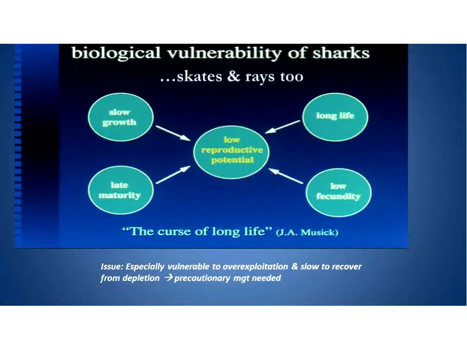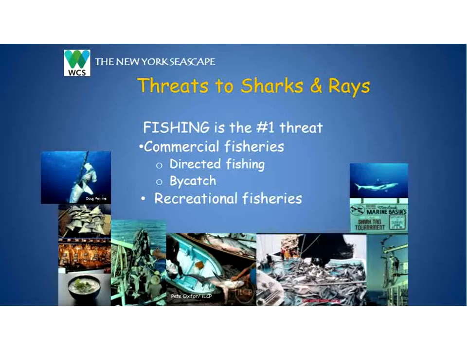Once they do, they often have very low fecundity, only giving birth to a couple of young pups every few years. And collectively, this life history, which we tend to call a K-strategy life history, suggests that they, as a group, have very low reproductive potential. That means that once the populations have been depleted by something like fishing, it can take decades, if not centuries, for the population to recover. And therefore, they are highly vulnerable to our activities and require precautionary management to keep them from becoming depleted.